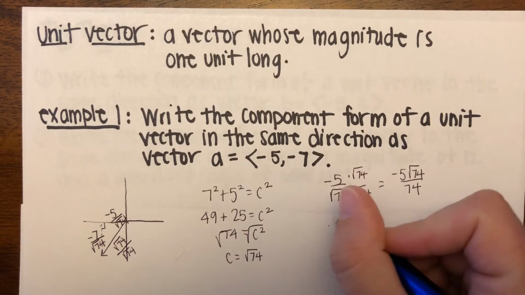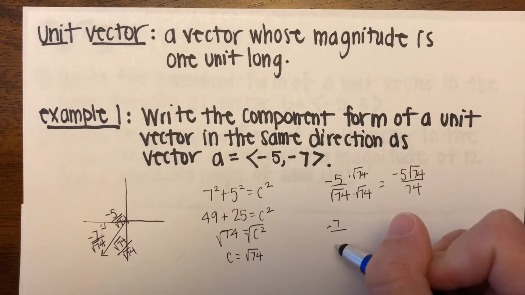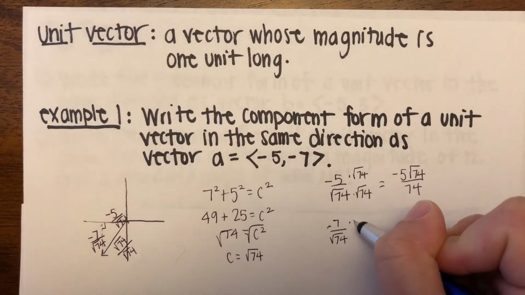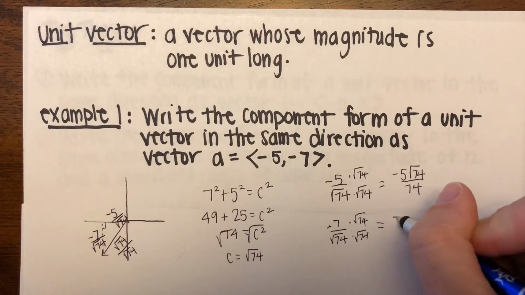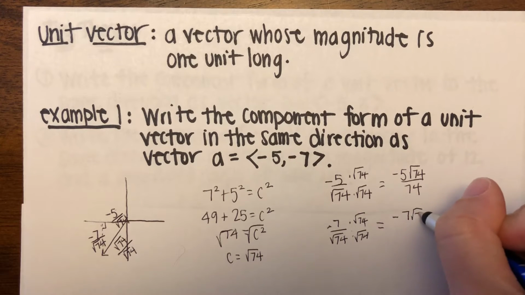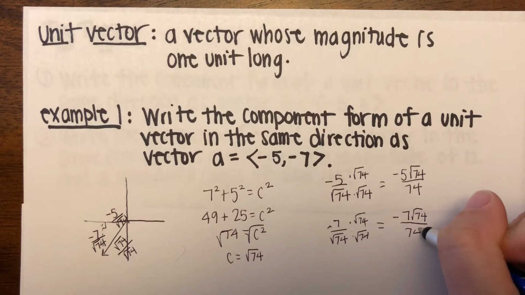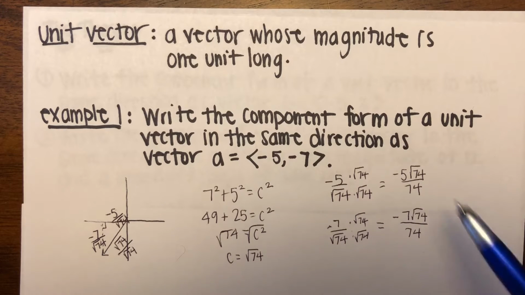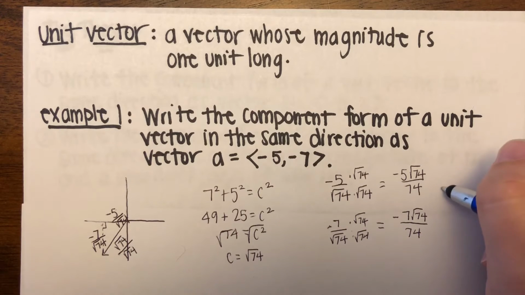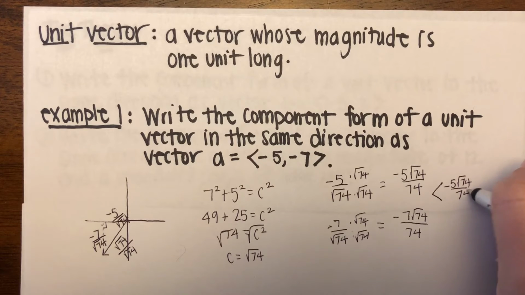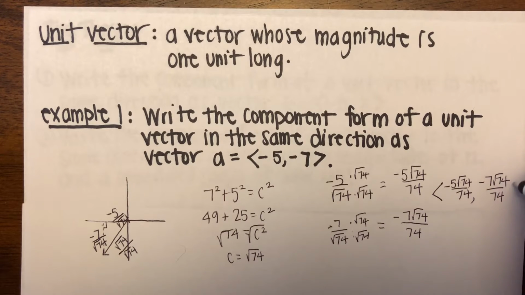And then our y component is -7 over the square root of 74, which if we multiply top and bottom by the square root of 74 to rationalize that, gives us a new y component of -7 times the square root of 74 over 74. So if we wanted to finish this problem off by writing the component form of this unit vector, our original vector resized so that the magnitude is 1, the x component is -5 root 74 over 74, the y component is -7 root 74 over 74.